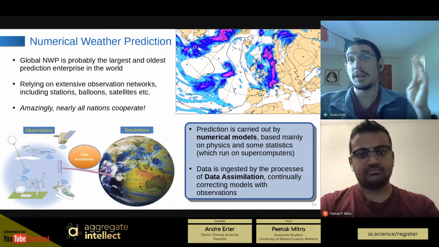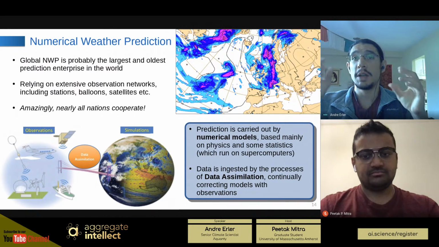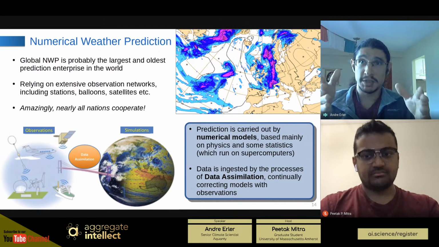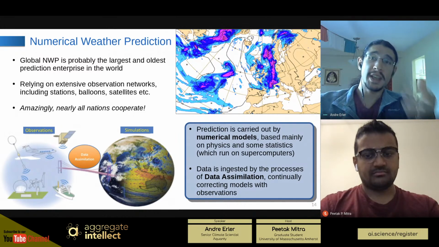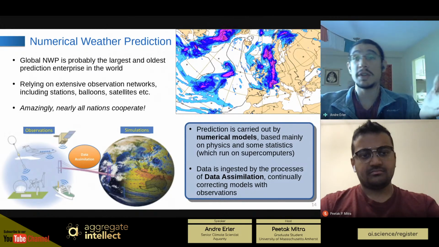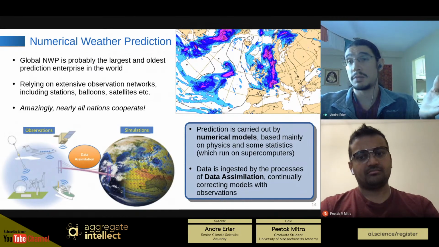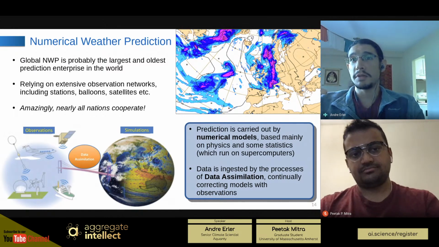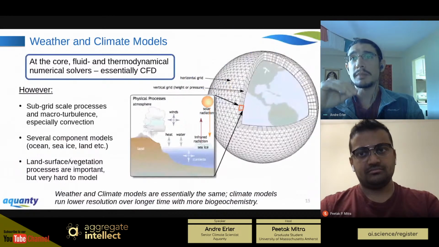And the economic value of this is actually quite large. But at the moment, it's virtually all physics-based with some statistics in it. Another large component of this is data assimilation. So this is the estimation of the current state of the atmosphere, because weather prediction is essentially an initial condition problem. Right? So this is a massive effort, but there are many opportunities for machine learning. I'll get into some of those.